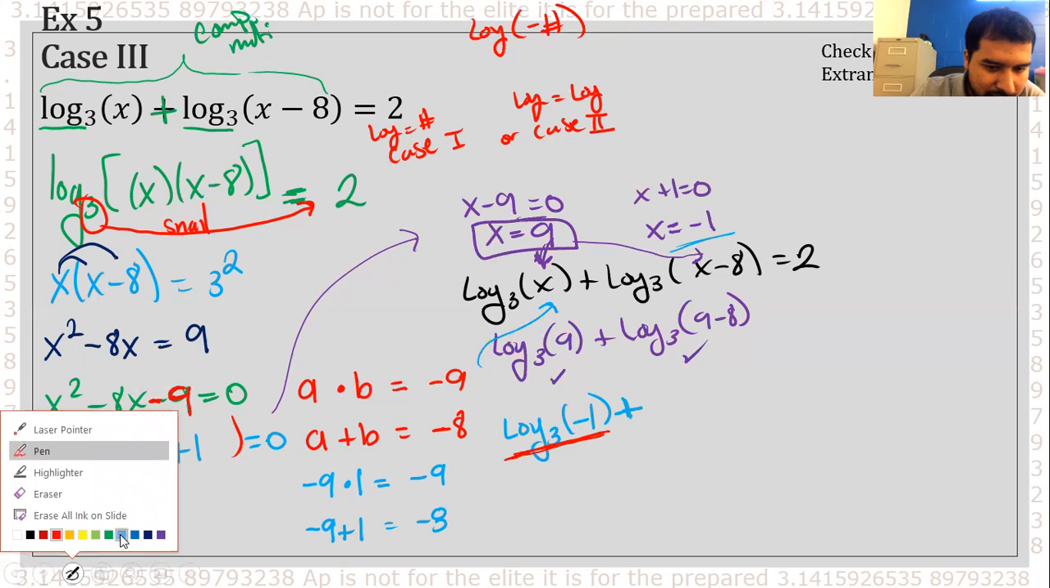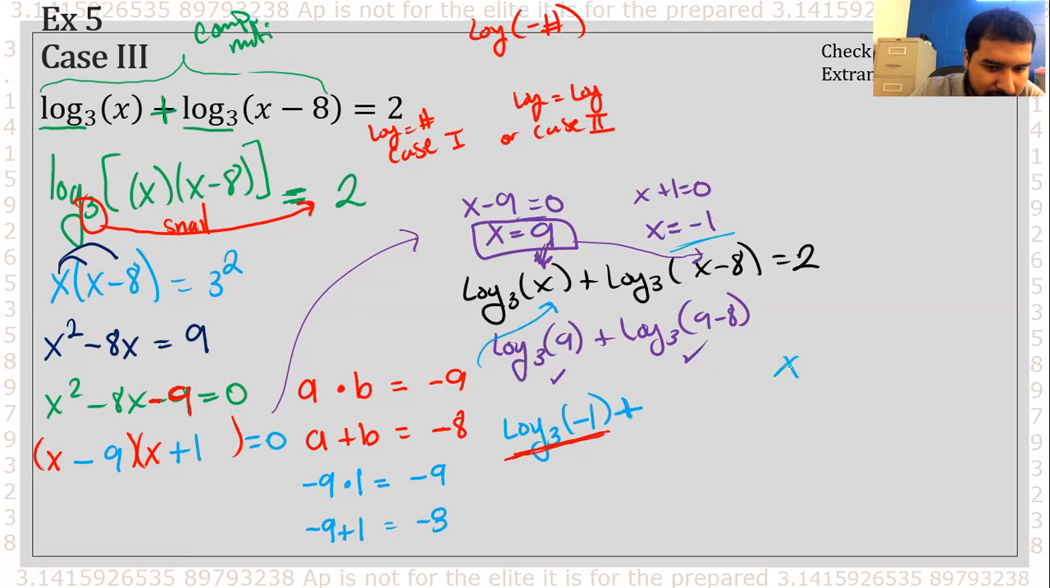So let's say x equals 9 is a real solution, right? And we have x equals negative 1, right? Negative 1 is an extraneous solution. Extraneous solution. Let me move the video.